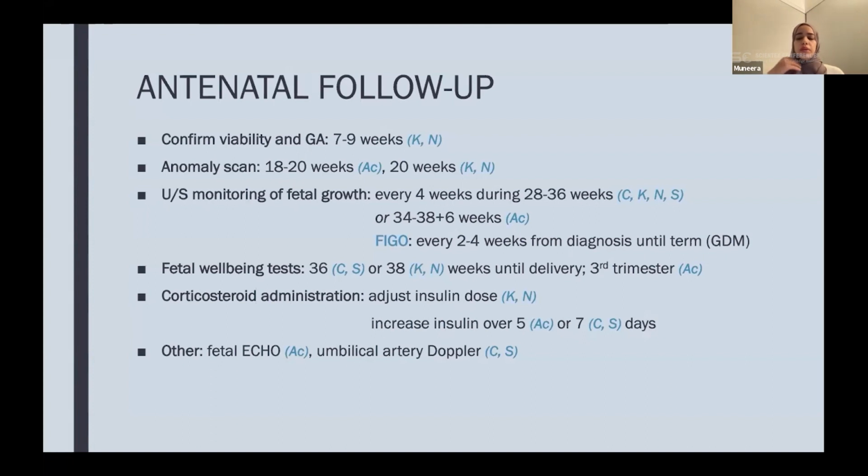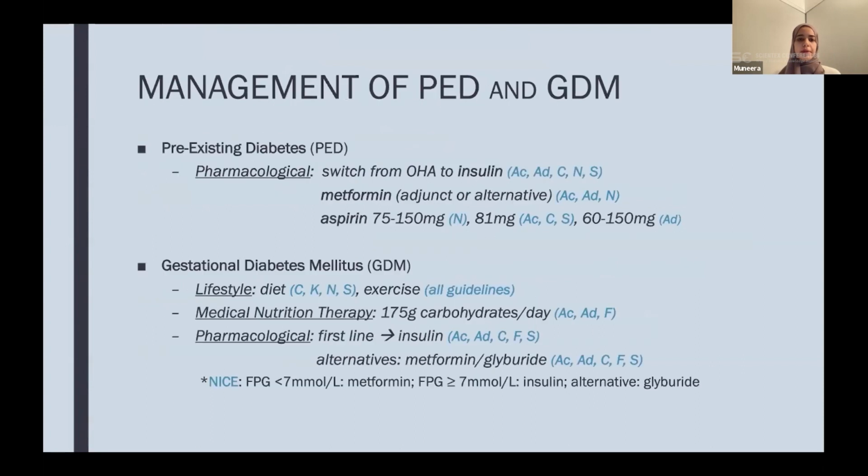FIGO only mentions the guidelines for patients with GDM, so they recommend monitoring fetal growth every 2 to 4 weeks from diagnosis. We also want to perform fetal well-being tests at 36 or 38 weeks. And when we're administering corticosteroids, we need to adjust the insulin dose over 5 or 7 days. Other tests that might be required include a fetal echocardiography or umbilical artery Doppler.